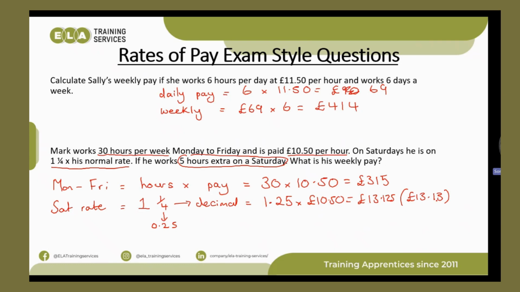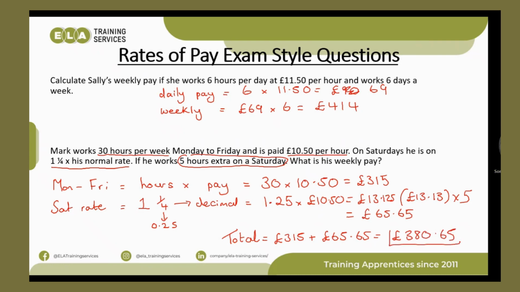How many hours does he work on that Saturday for that overtime? Well, he works 5. So to work out his Saturday pay, we're going to do £13.13 times 5, which is then £65.65. So then to work out his total, we need his Monday to Friday salary, which is £315, add on his Saturday salary, which is £65.65, and he is on £380.65 per week. And that is rates of pay.